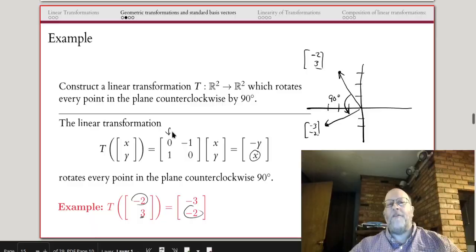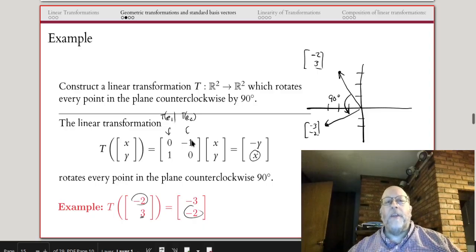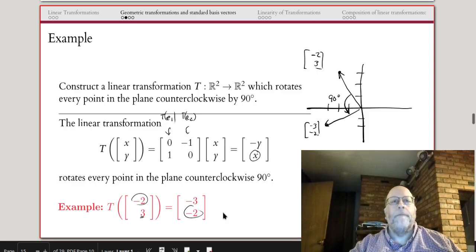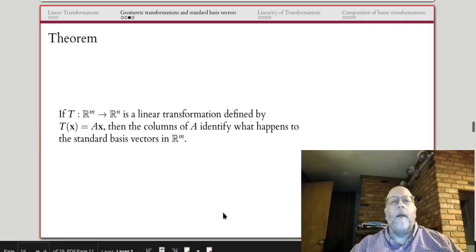We applied the transformation to E1 and E2, the standard vectors, and then that matrix works for every other vector, because every other vector is a linear combination of T1 and T2. All right. So we have a theorem here. If this transformation is a linear transformation defined by this matrix, then the columns of this matrix identify what happens to the standard basis vectors in Rm.